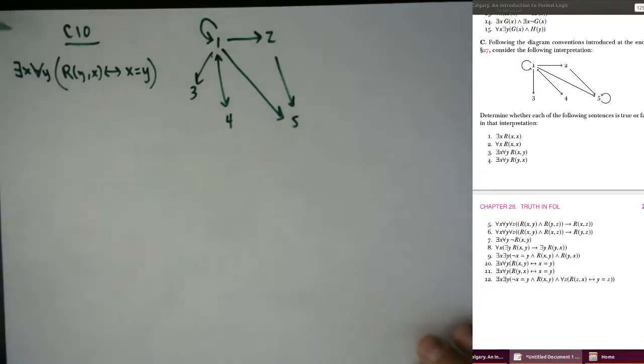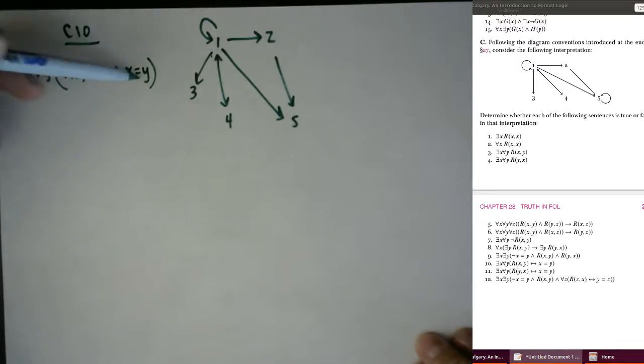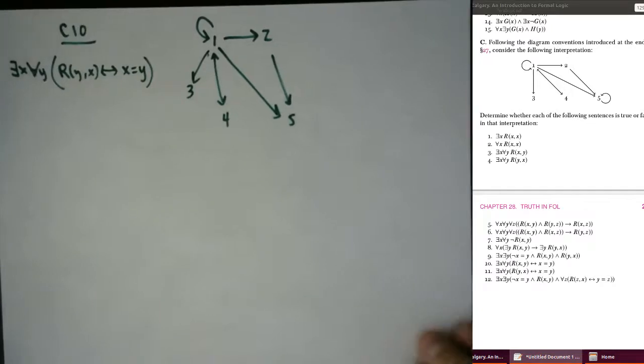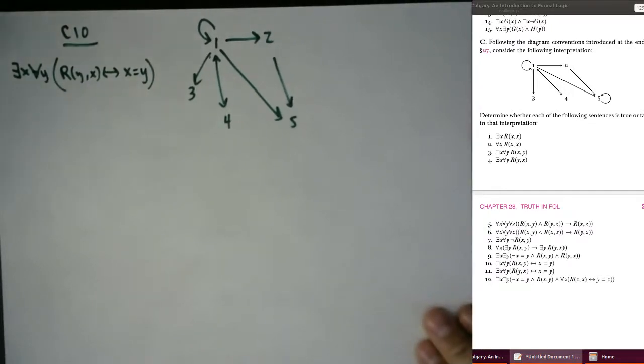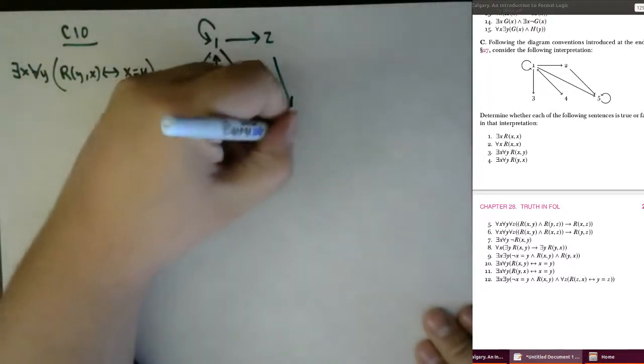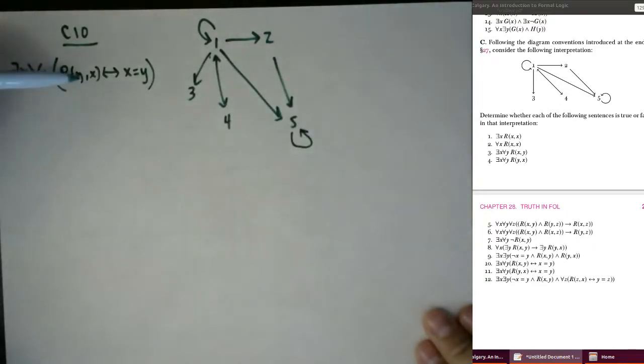So what it's saying is there is one thing in this picture with the property that no matter what other thing you pick, the only time you have a line from Y to X is when X is Y itself. Now that's a strange kind of thing, but if you think about it, it's all about self loops essentially, because if R goes from Y to X, then that means X equals Y. Now, is this true or not? So 5 and 1 seem like pretty good candidates to play with here.